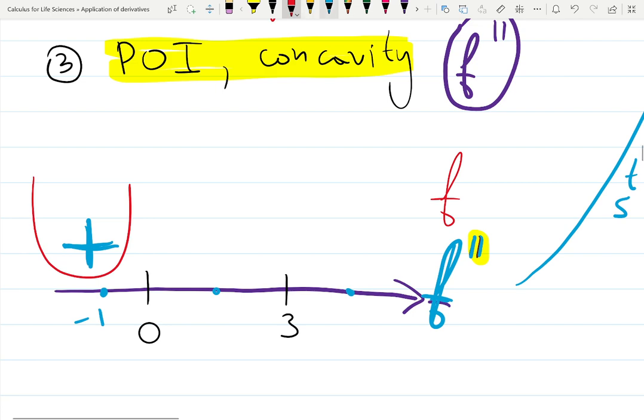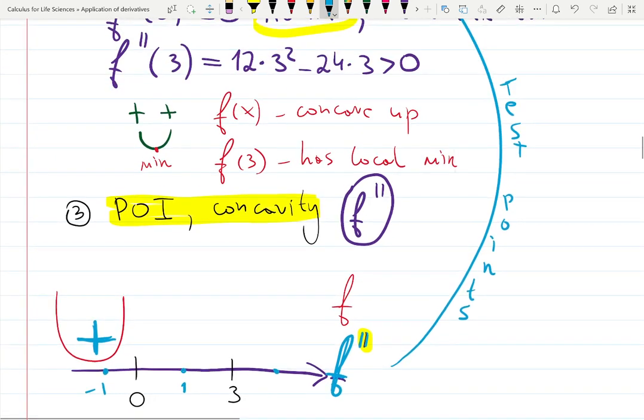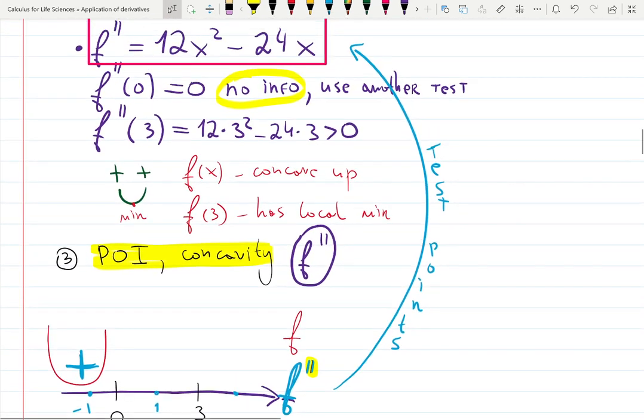concave up. Let's continue. Let's put some handy number like 1. Let me look at the second derivative. 12 minus 24, it's negative. Since the second derivative is negative, that means the original function is concave down or grumpy. Last test point, you can put like 100 or whatever you want, 10. Very big number will be at first because it's squared minus a smaller number. So that means the result is positive. Concave up.